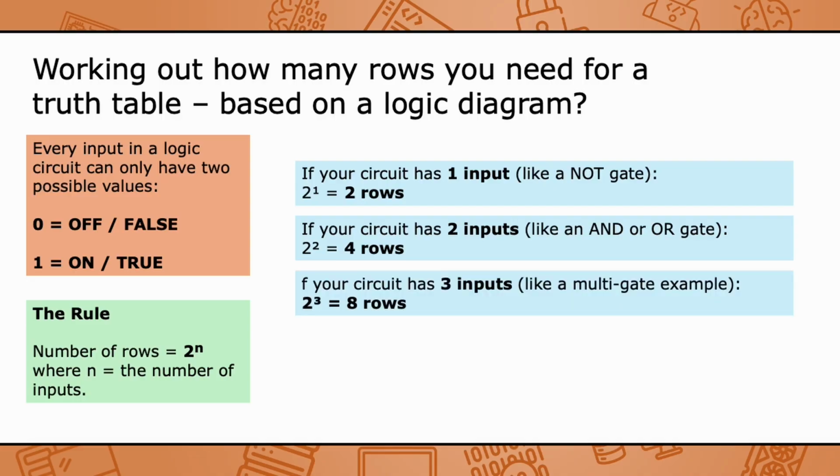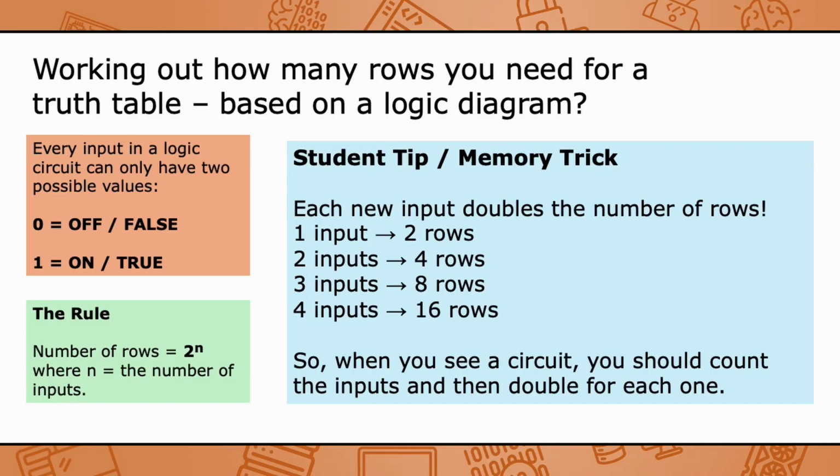And you should start seeing a pattern. If your circuit has 3 inputs, like a multi-gate example, 2 to the power of 3 equals 8 rows. So you need to remember that each new input doubles the number of rows. So 1 input, 2 rows; 2 inputs, 4 rows; 3, 8; 4, 16, and so on and so forth.